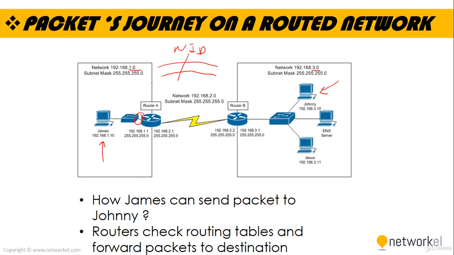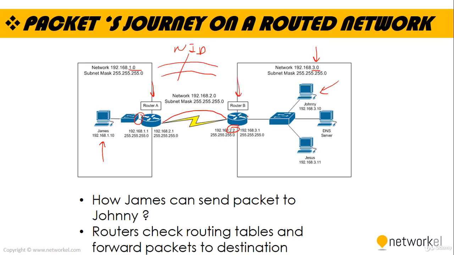Then router A will take the packet and check the destination IP address. To forward the packet to router B, we should tell router A about the 3.0 network. For this purpose, we can use a dynamic routing protocol or static routing, saying that, hey router A, if you have a packet with a destination of 3.0 network, send it to 2.2 IP address. Then the packet reached router B.